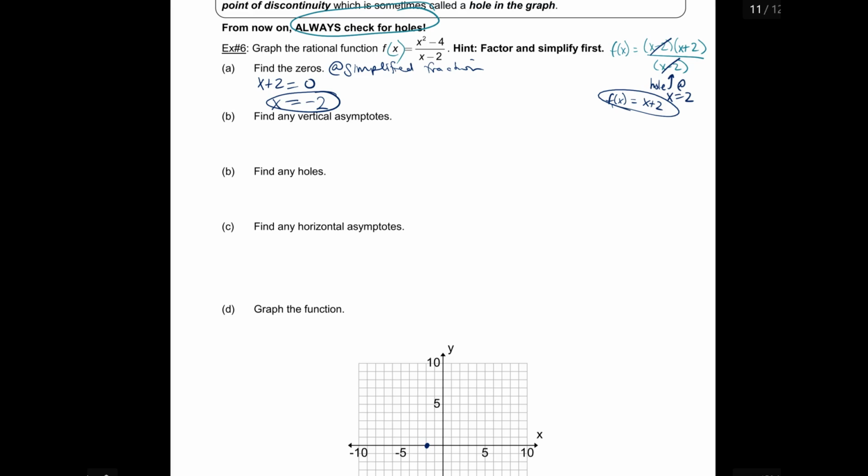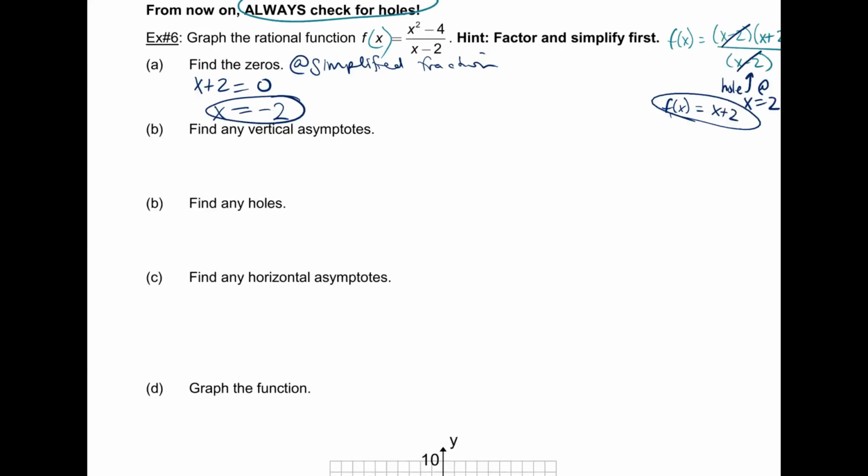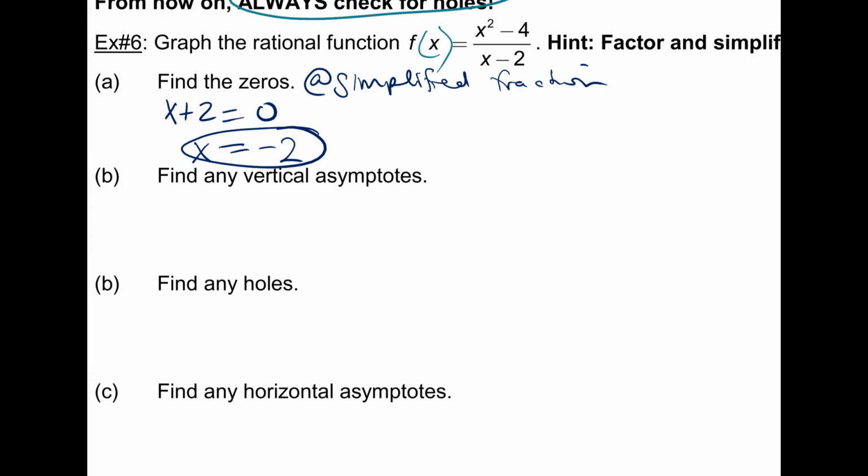That is a zero. Now I want to find the vertical asymptotes. So I'm looking at my simplified fraction. Do I have a denominator? No. So do I have any vertical asymptotes? No, I have no vertical asymptotes, because I canceled out the one factor, I don't have any other factors remaining. It is possible to have a hole and a point where it's going to infinity, like one of those vertical asymptotes. This example, we do not.